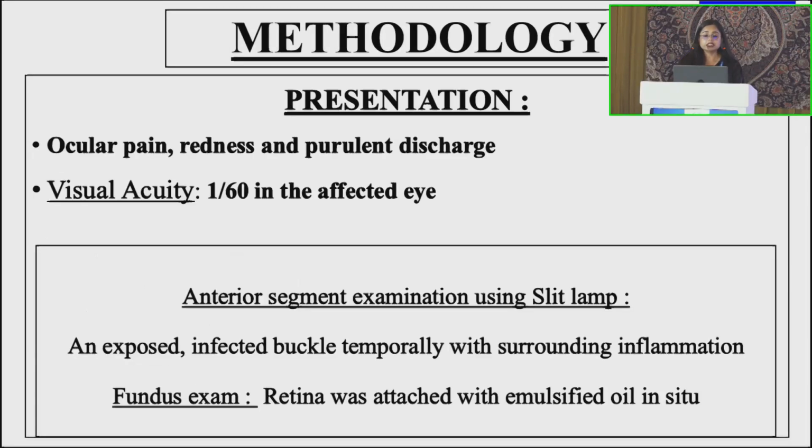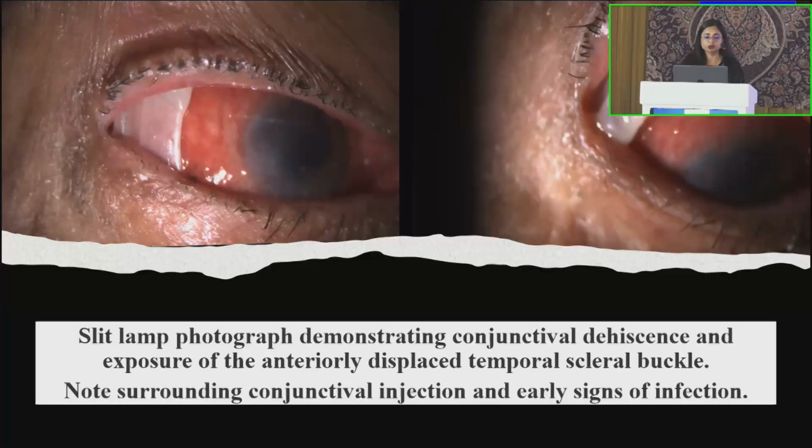The patient presented nearly 34 months later with pain, redness, and purulent discharge. An exposed infected buccal was seen temporally on slit lamp examination. The visual acuity in the affected eye was 1/60. The retina was attached with emulsified oil in situ.